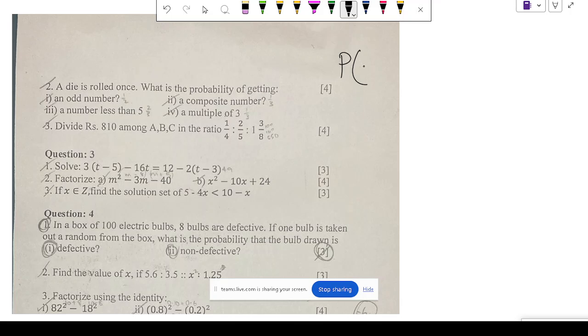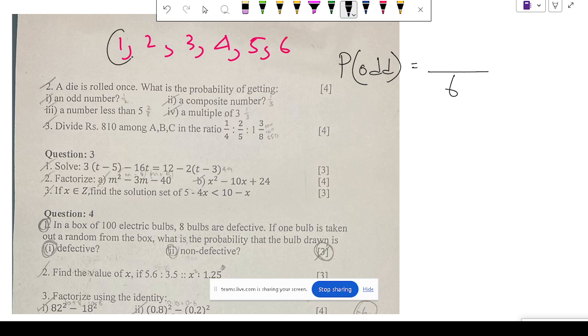Probability of odd number. I'll write P of odd. So out of 6, what are the odd numbers we have? 1, 3 and 5. Total how many odd numbers? 3, sir. What is the probability? 3 by 6. Correct? So the concept was 1 by 2, sir. Correct. 1 by 2 is the answer.